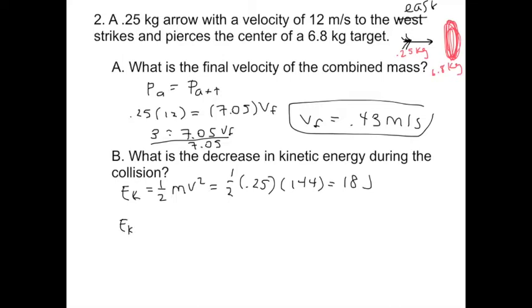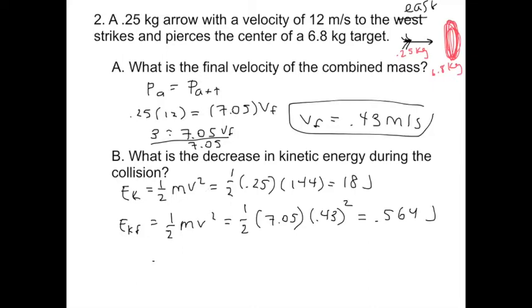Now we'll solve for the final kinetic energy. Again, this will be 1/2 times mv squared. So we have 1/2. The combined mass will be 7.05 kilograms, and then we know from the problem before that the final velocity will be 0.43 meters per second. If we multiply all of this out, we get that the final kinetic energy is only 0.564 joules. Now if we're looking for the change, we can do final minus initial, so we have 0.564 minus 18, that's about negative 17.4. In other words, 17.4 joules of kinetic energy were lost during this collision.